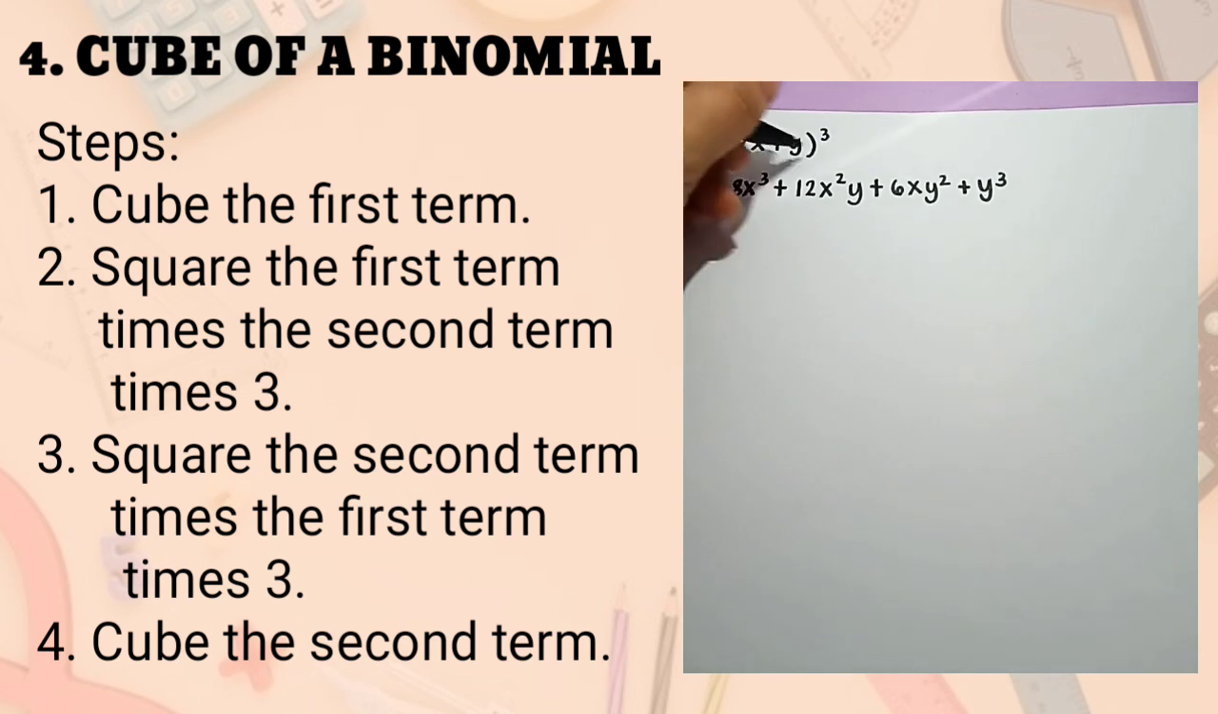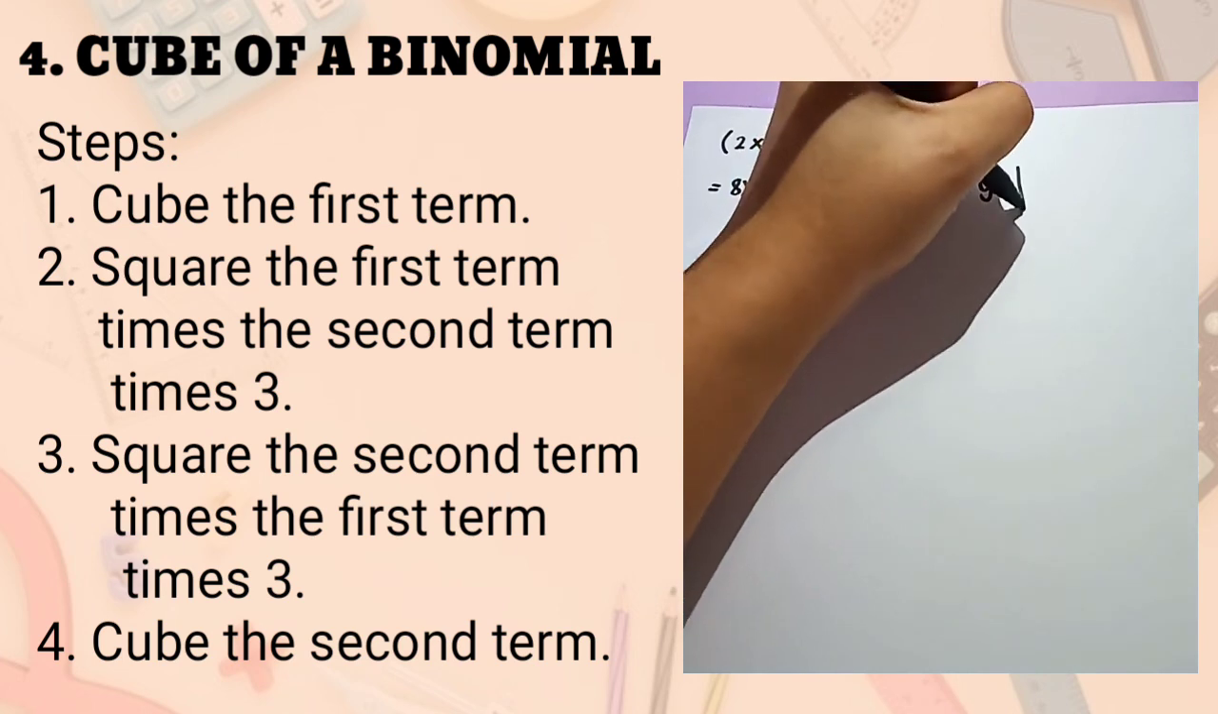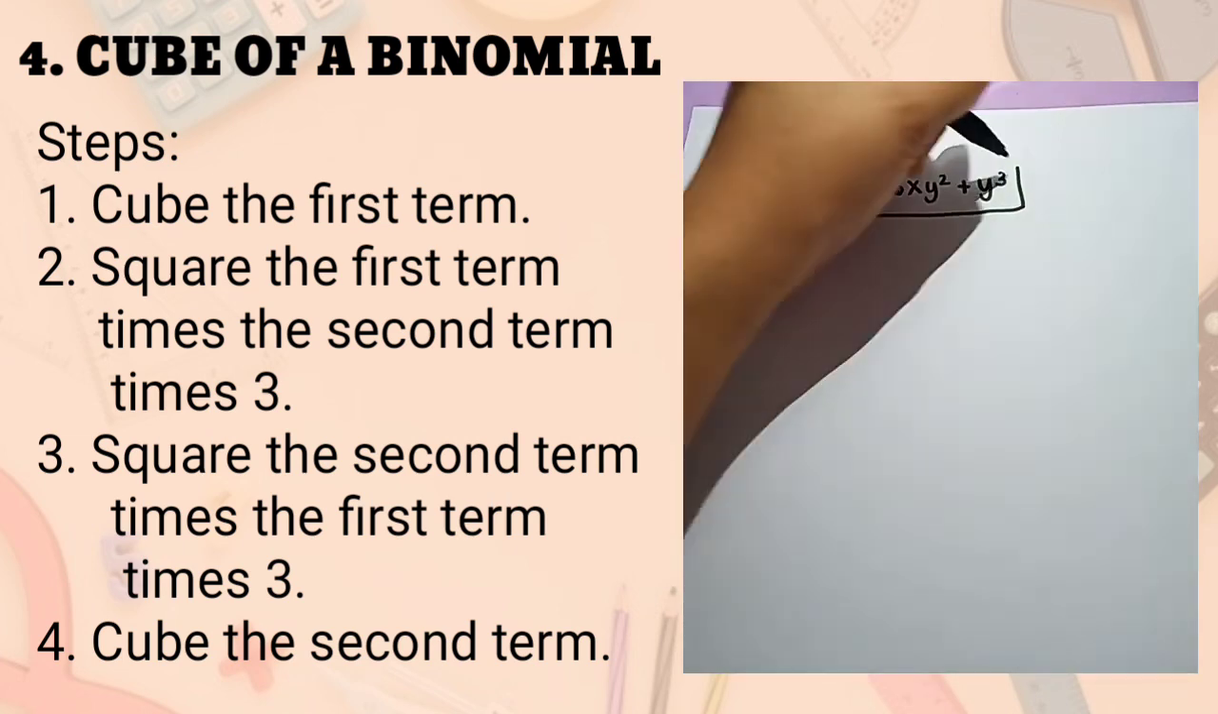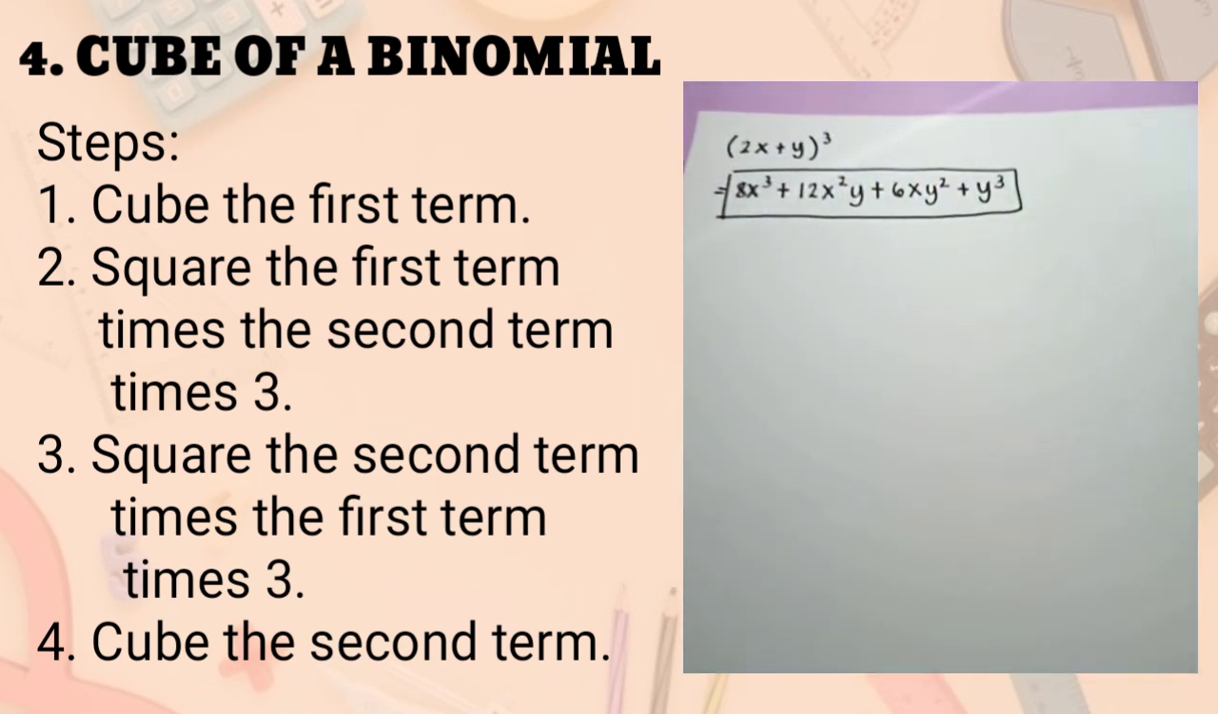So, since magkaiba ulit sila ng kanilang variable, or magkaiba ang variable na meron sa term ng isang binomial, hindi na natin siya i-arrange. Kaya, ito na yung ating answer. Okay?